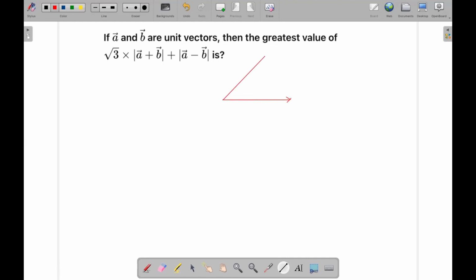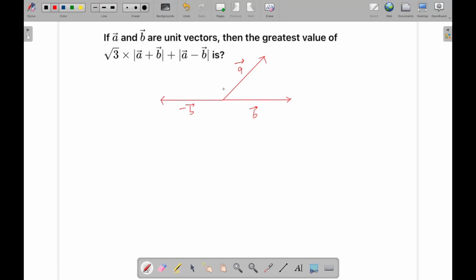Why did I do this? Because then it is easier for me to draw a minus B vector as well. So this is my B vector right now, and this is what I'm calling the A vector. If I have to draw my minus B vector, it would be this way, right? Equal and opposite direction, equal in magnitude, opposite in direction. So this is my minus B vector.